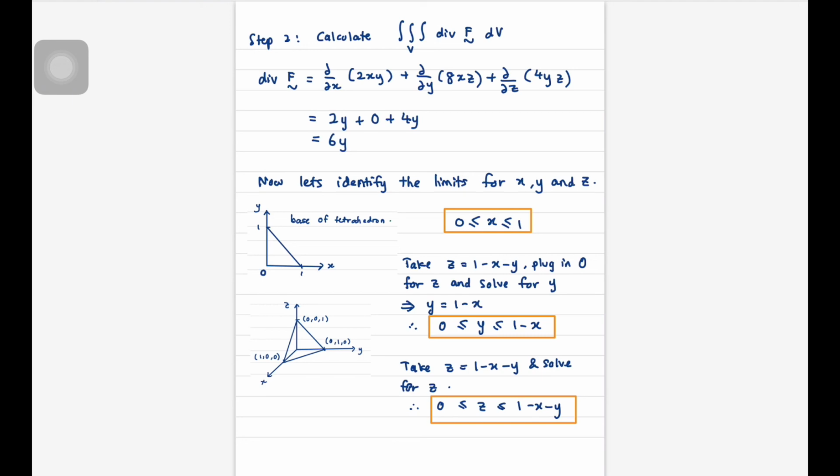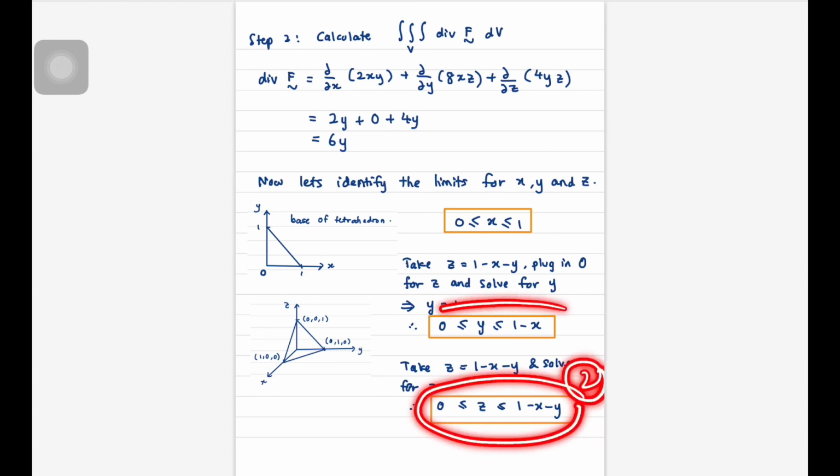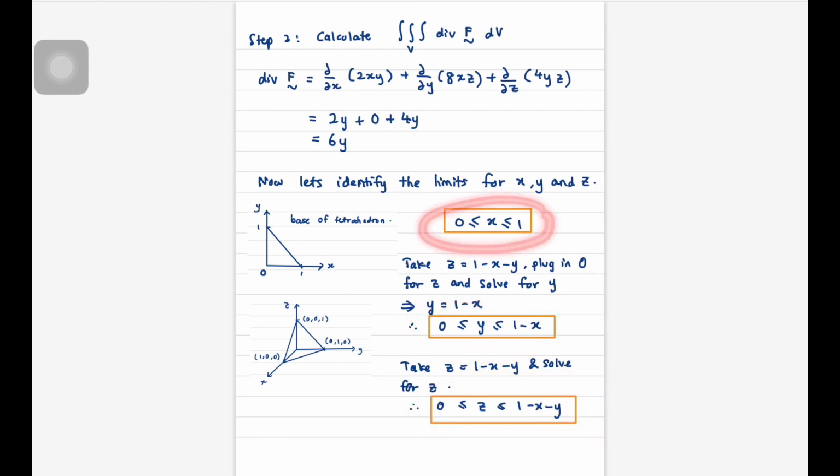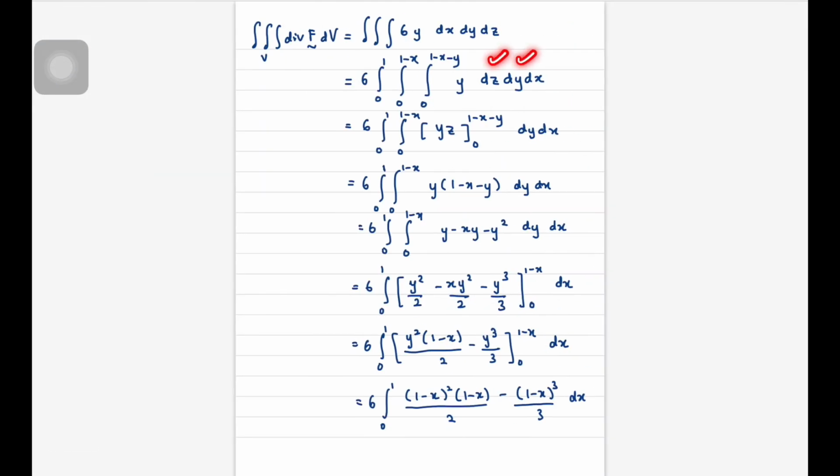You need to integrate first with respect to the variable that has the most variables involved in its limit. So you integrate z first, with two variables, and then integrate with respect to y, with one variable, and then with respect to x. Integrate with respect to z, y, and x. Write down your limits correctly. And 6y is your divergence F, and this is your dV.